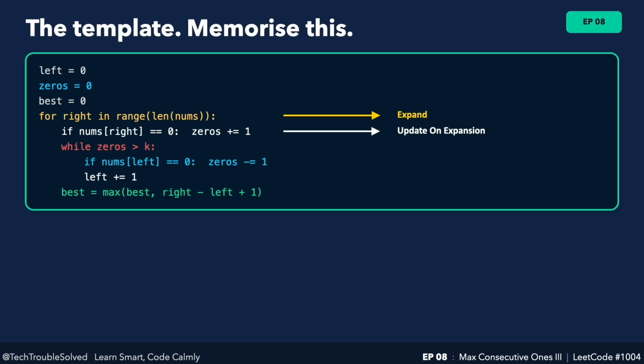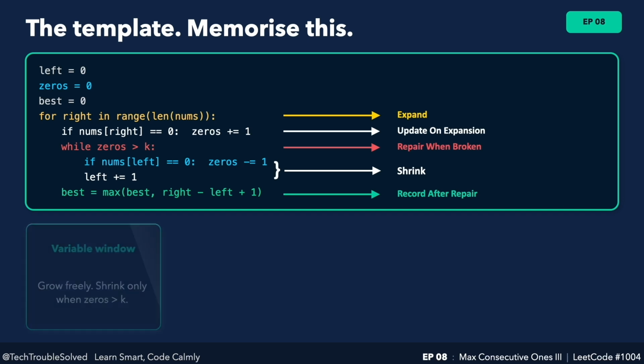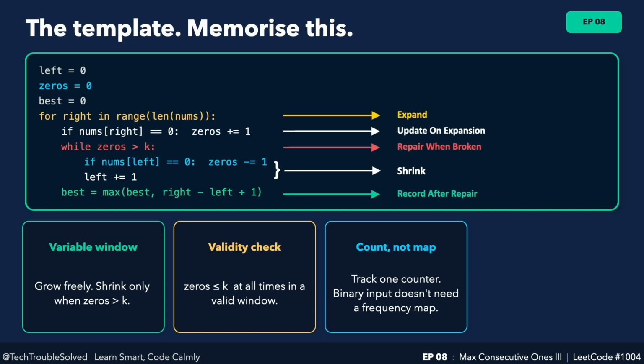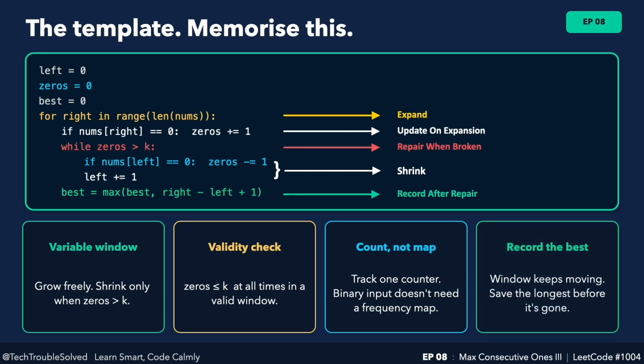While zeros greater than k, repair when broken. If nums[left] equals 0, zeros is decremented by 1, then left is incremented by 1. So shrink and undo. Best is the max of best and the current length. Record after repair. Variable window, validity check. Count, not map. Record the best. The next problem will have a different rule, different state, but always the same skeleton.